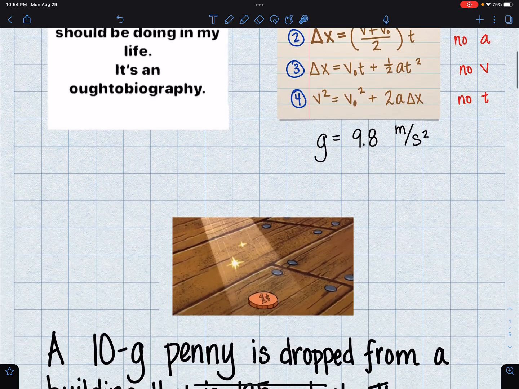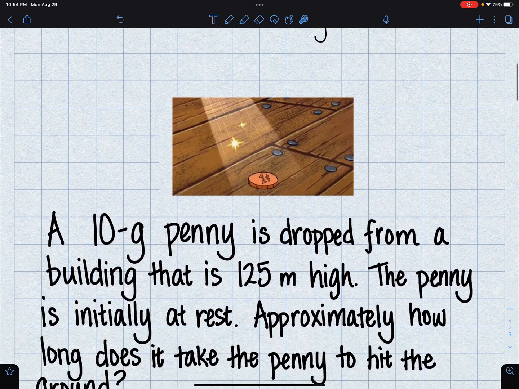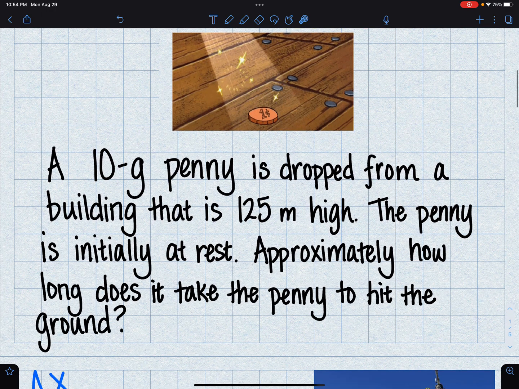Alrighty, let's jump into this first problem, which is about a penny. And in fact, what happens when you drop a penny off a building? Well, we shall find out. Today it says a 10-gram penny, so that's the weight of the penny, we'll talk about this in a second, is dropped from a building that is 125 meters high. The penny is initially at rest. Approximately how long does it take the penny to hit the ground?